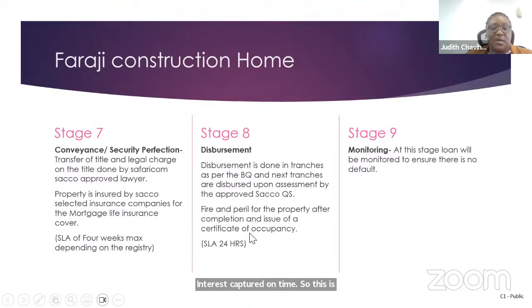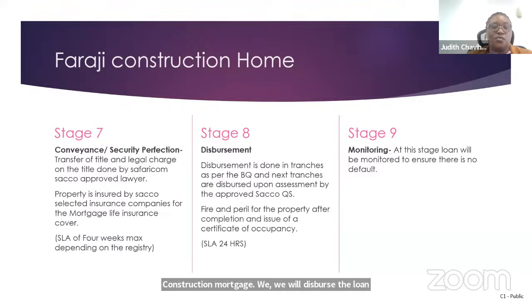Then stage 8 is disbursement. Disbursement is done in tranches. So the construction loan is different. Unlike the ready home, where we disburse in one block, in terms of if the value of the mortgage was 10 million, we disburse 10 million in full. But for the construction mortgage, we will disburse the loan in tranches as per the BQ.